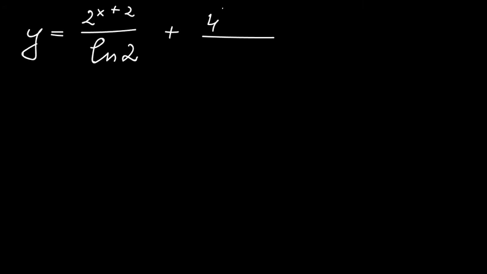Let's say y is equal to 2 to the power of x plus 2 divided by natural log of 2 plus 4 to the power of x divided by natural log of 4 plus 5. So this is a composite function, but we can change it not to be, and I would always recommend to do it if it's possible, because if you do so, your calculation will be easier. You'll find the derivative easier.